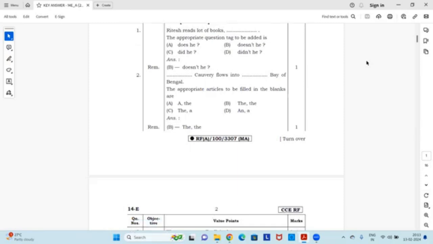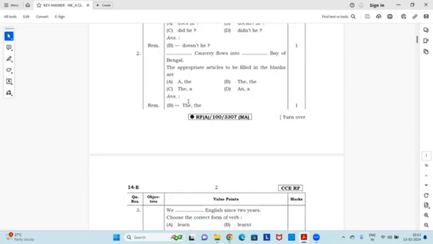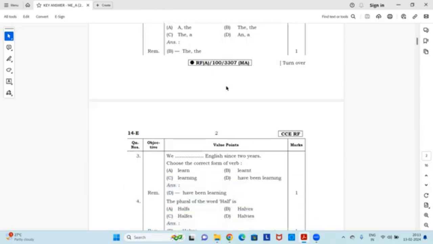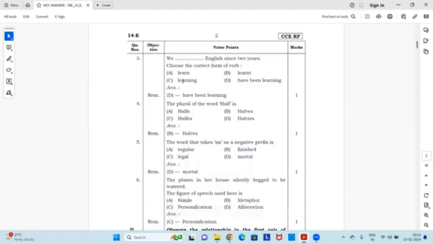Now question 2, dash Kaveri flows into dash Bay of Bengal. The appropriate articles to be filled in the blanks are A, the, and or an and a. So the right option is option B, the and the. Both the articles will be the. So basically these multiple choice questions are your grammar based questions. Let's move to the next question.